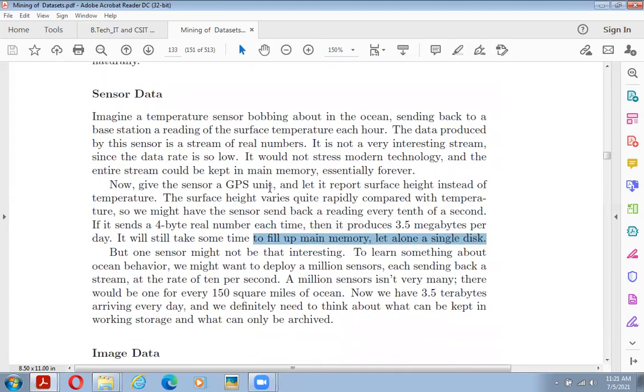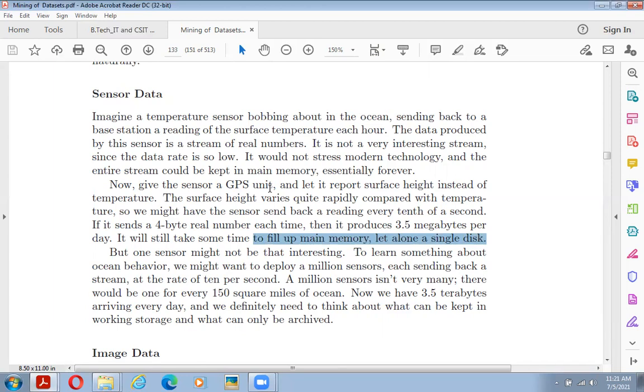What is the gist of this? We need to understand the temperature of the surface of the ocean, and we take it as a stream. We just put on sensors, and as per our technology, we are getting the stream done. And how is it done?